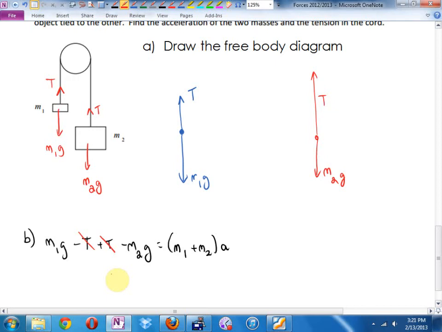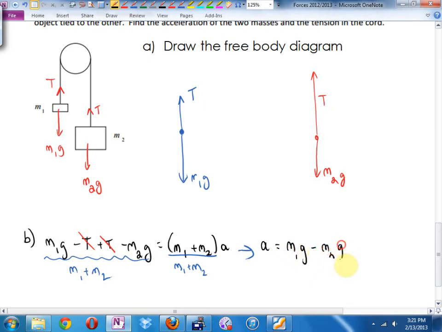I think the first thing I said was find the acceleration, so I need to get the A by itself. How? By? You're right, but by what? Okay. So final answer, divide this whole thing, and you end up with the acceleration being m1g minus m2g, all divided by m1 plus m2.